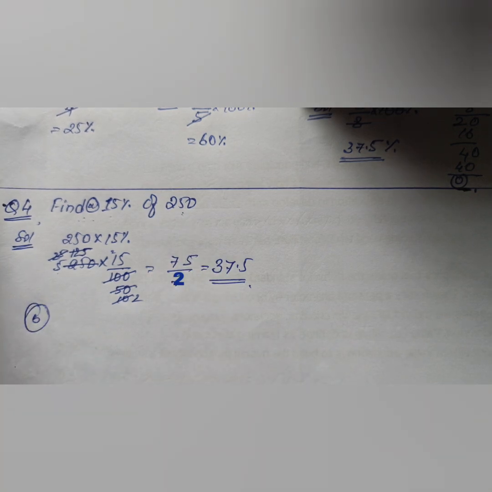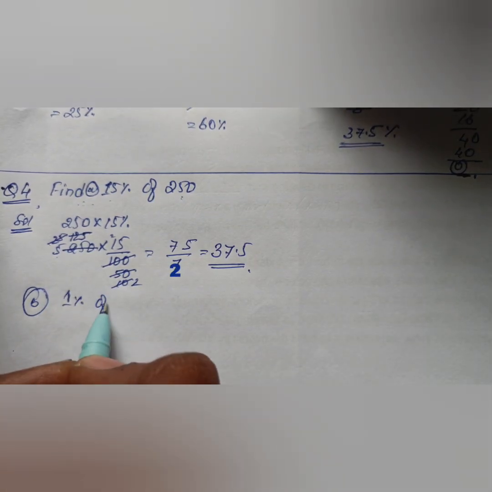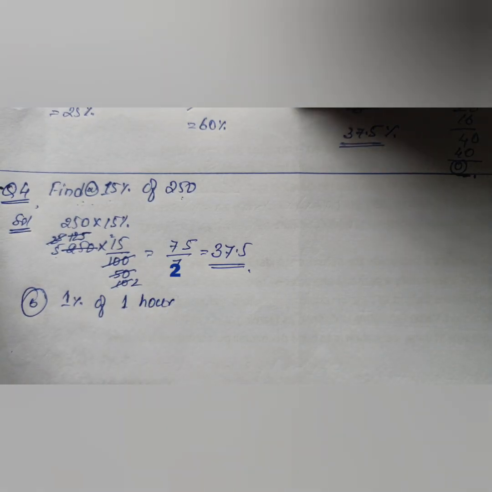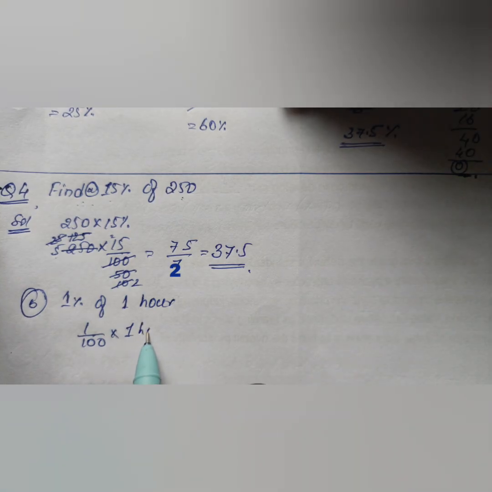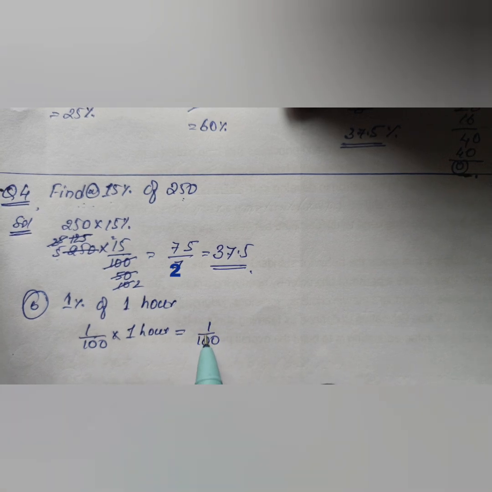Now let's calculate the B part. What is the B part? 1 percentage of 1 hour. So what is 1 percentage of 1 hour? 1% means 1 by 100 into 1 hour, we know that. 1 hour is equal to 1 divided by 100, 1 into 1 is 1. This can be written as 0.01 hour.